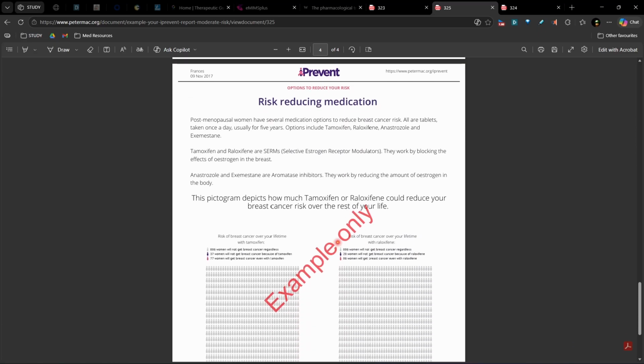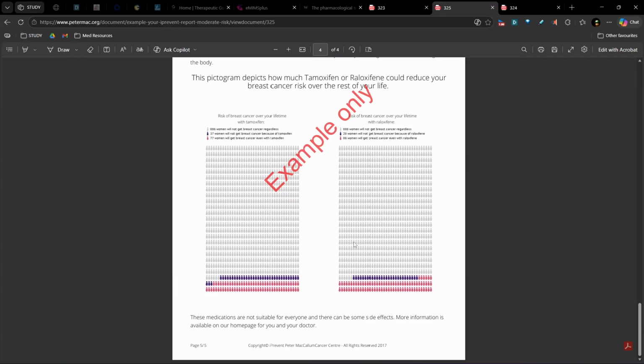iPrevent also provides information about risk-reducing medication to this woman. Because this woman falls in the moderately increased risk category, she is potentially eligible for risk-reducing medications to reduce her risk of developing breast cancer through primary prevention. Essentially, they say that she may be eligible and that she should talk more with her doctor.